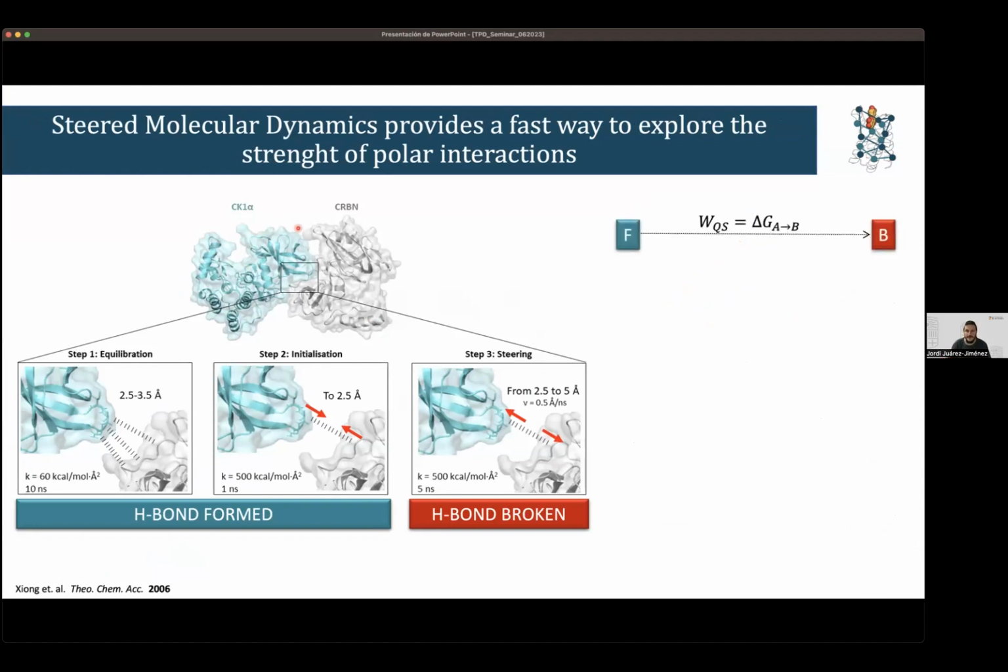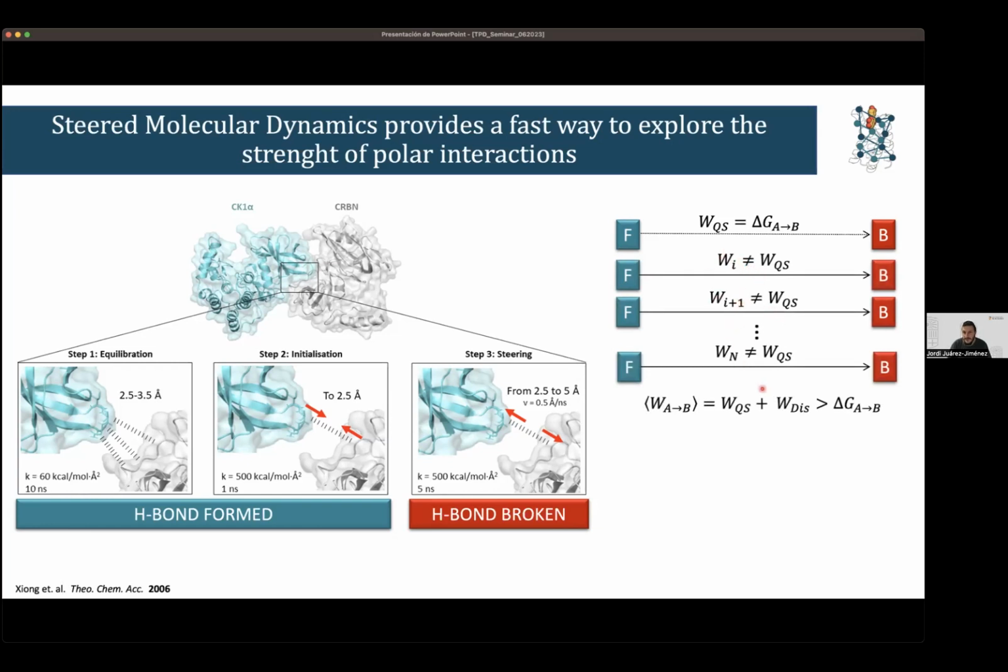Basically, if you have one hydrogen bond interaction that you want to stretch, you can make the program stretch it at constant velocity. If you were to do this at an infinitely slow speed, you would be able to recover the free energy profile that is required to break this hydrogen bond. However, in practice you cannot do things infinitely slowly, so you have to do it at a certain speed. When you do this process at a certain speed, you get a value that is different from the value you would get when doing it infinitely slowly.